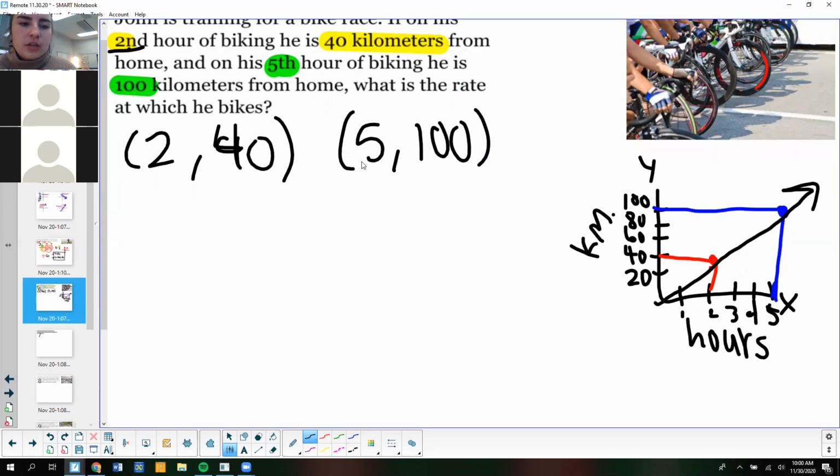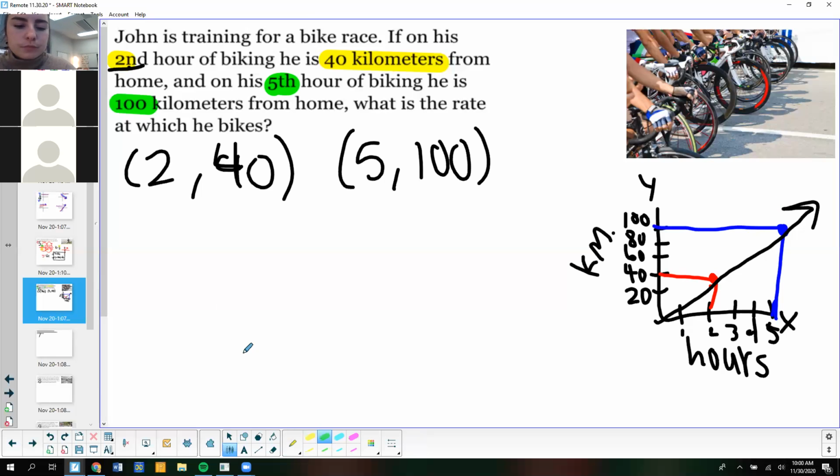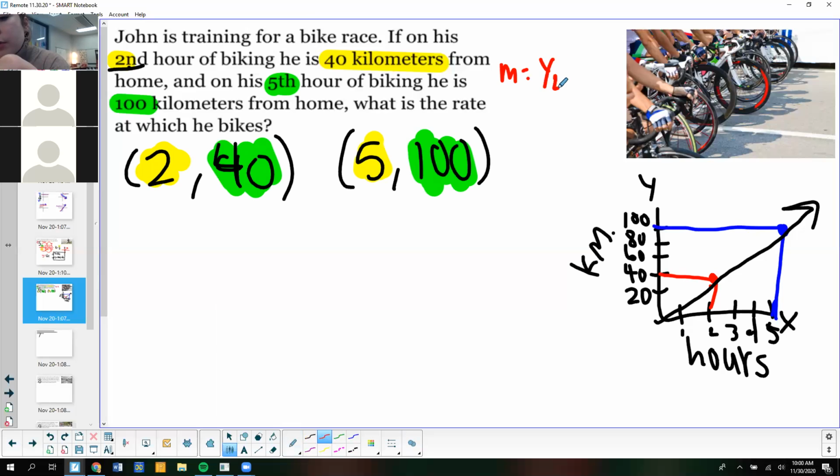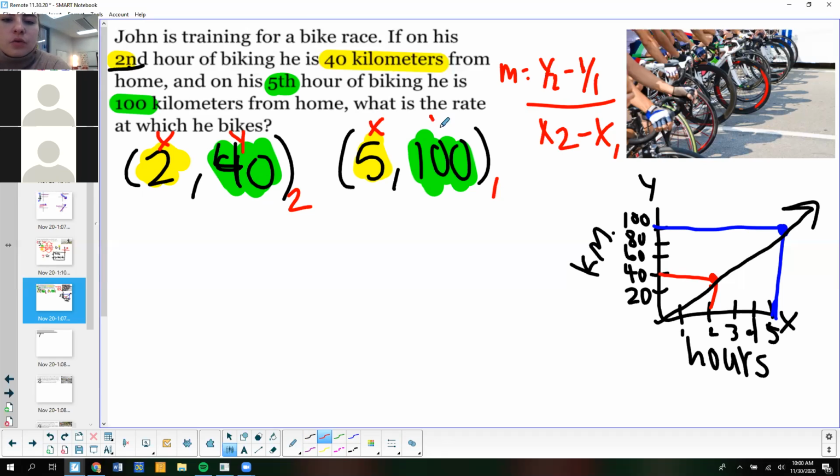So what is the rate at which he bikes? We want to find the slope between these 2 points. We've got our x values and our y values. I'm going to write down our equation for those of you who need it again. Remember, m equals y2 minus y1 divided by x2 minus x1. I'm going to make this my point number 2 and this my point number 1. We've got x, y, x, y.